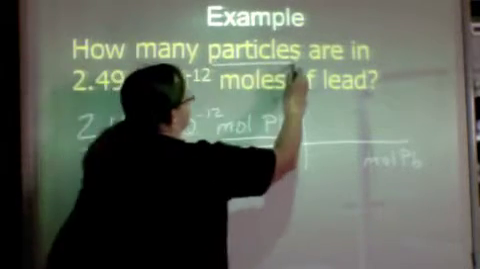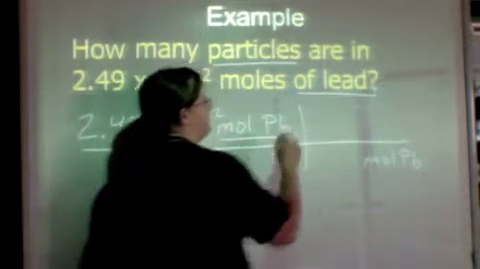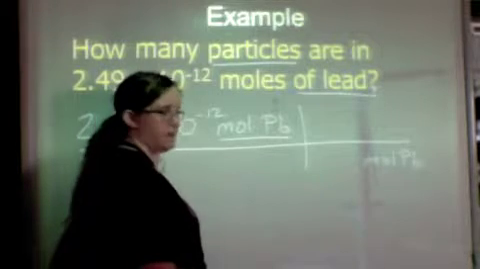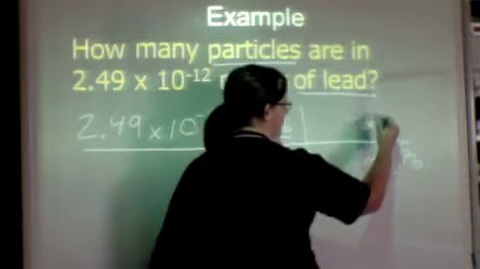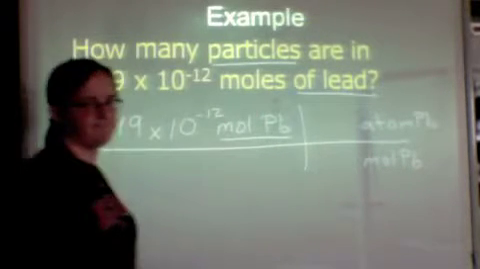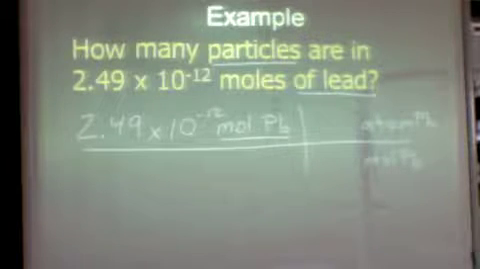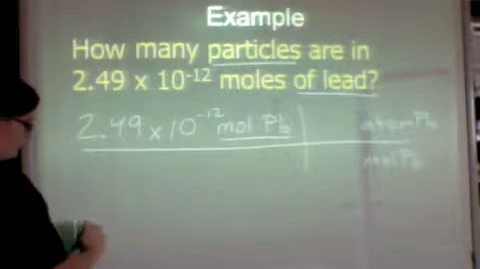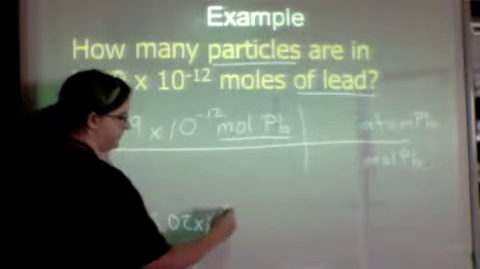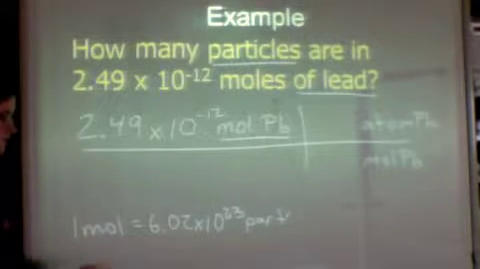How many particles of lead? Okay, so if we're looking at just lead, which is Pb, what type of particle are we counting? If it's just Pb, that means we were trying to count the number of atoms of Pb. Now, we've only learned one conversion so far, and that is 1 mole equals 6.02 times 10 to the 23rd particles. This is the only conversion we've learned so far.